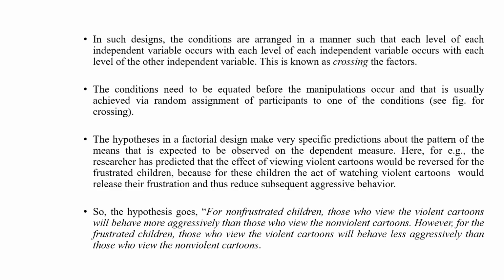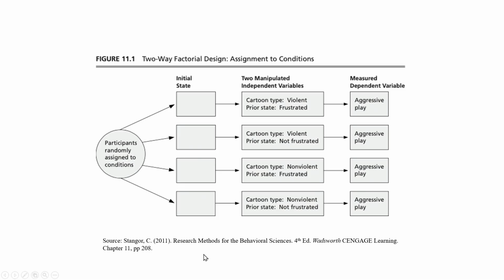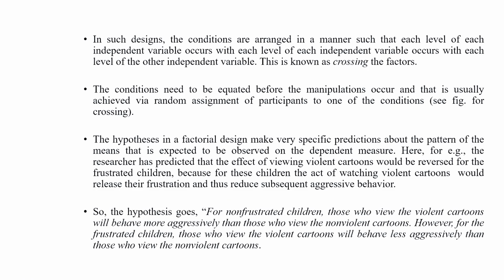So, in these kinds of factorial designs, the conditions are arranged in such a manner that each level of each independent variable occurs with each level of the other independent variable. This is known as the crossing of factors. I just demonstrated. The conditions obviously need to be equated before the manipulations occur. So, that is what you saw, the creation of initial equivalence, and this is again typically achieved via random assignment of participants to one of the conditions, as we have been talking about.